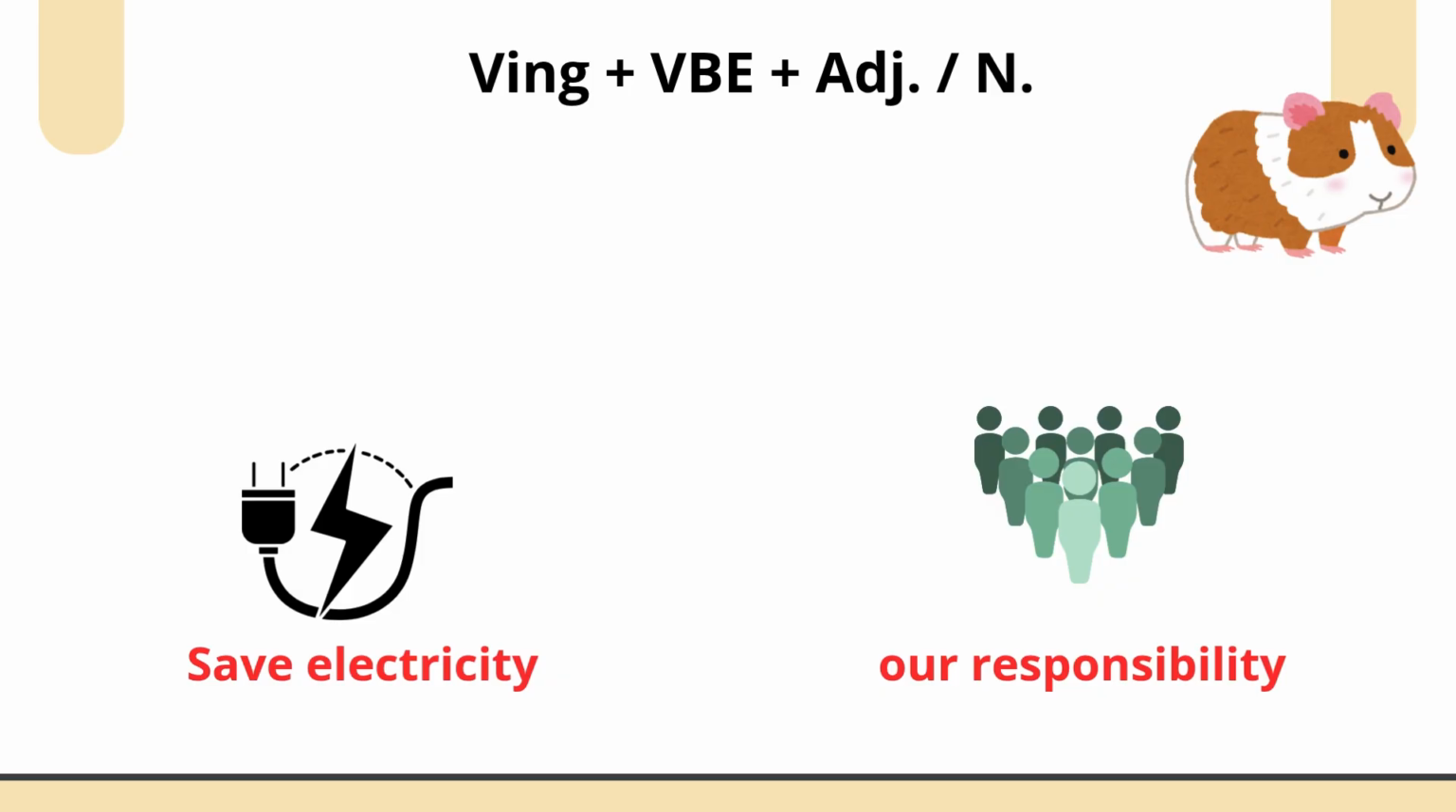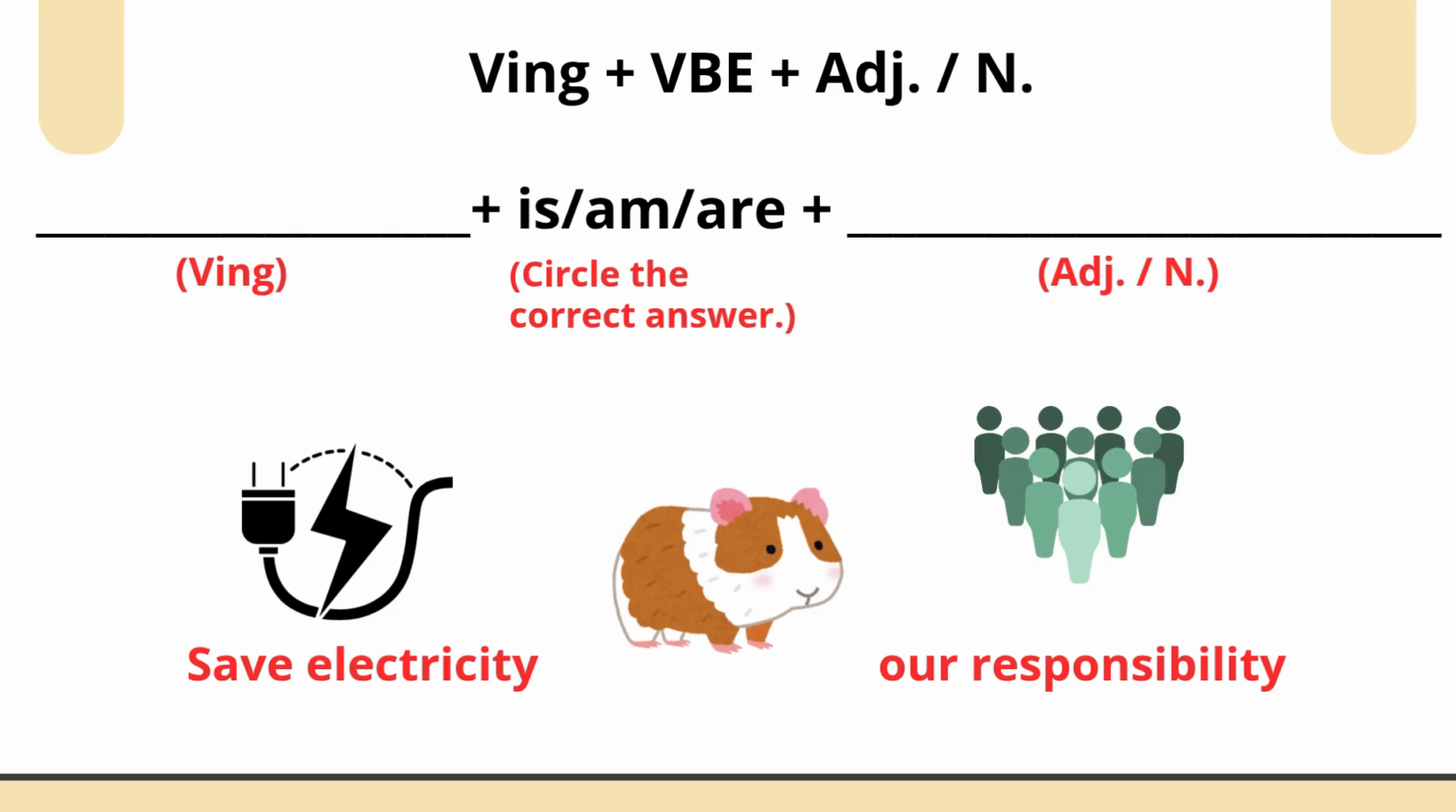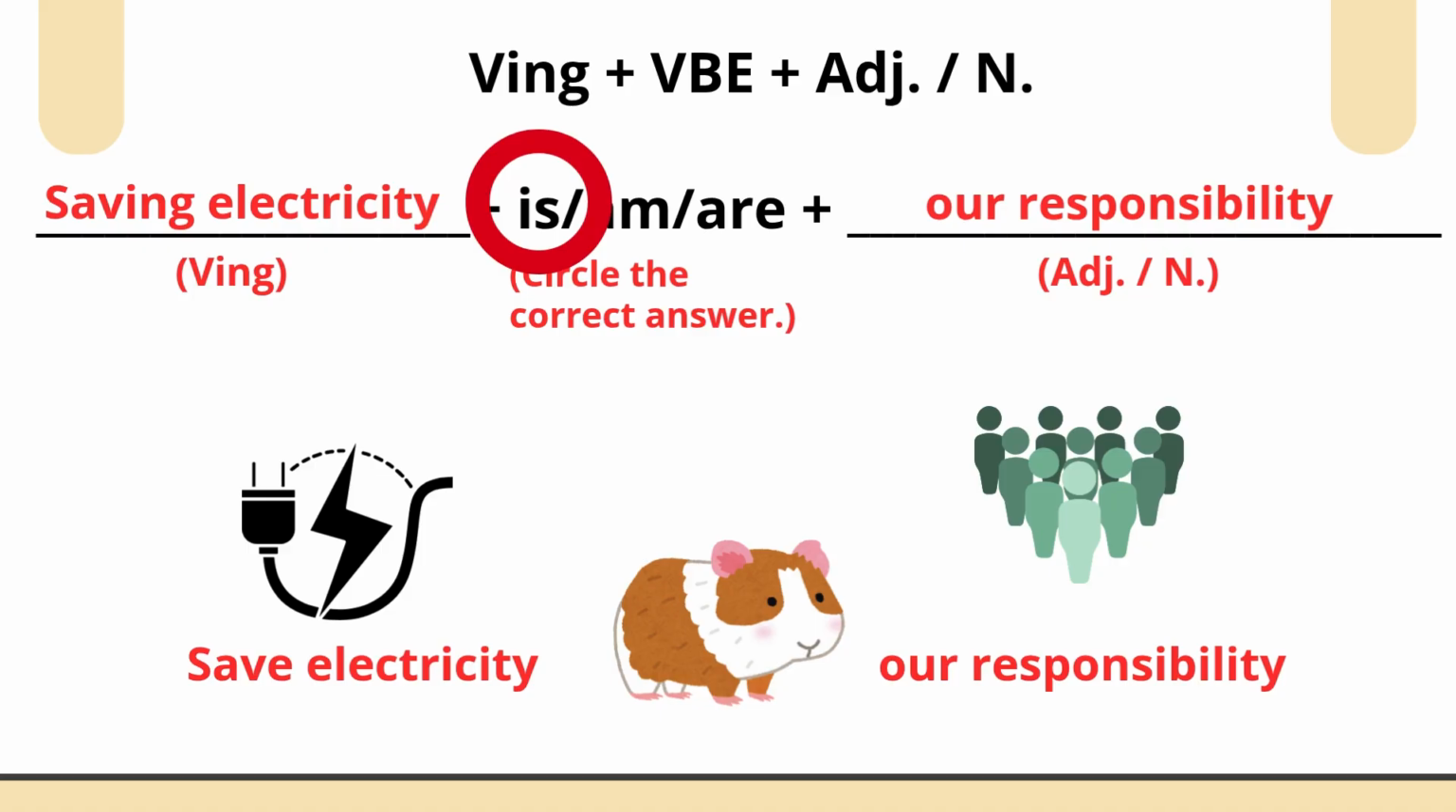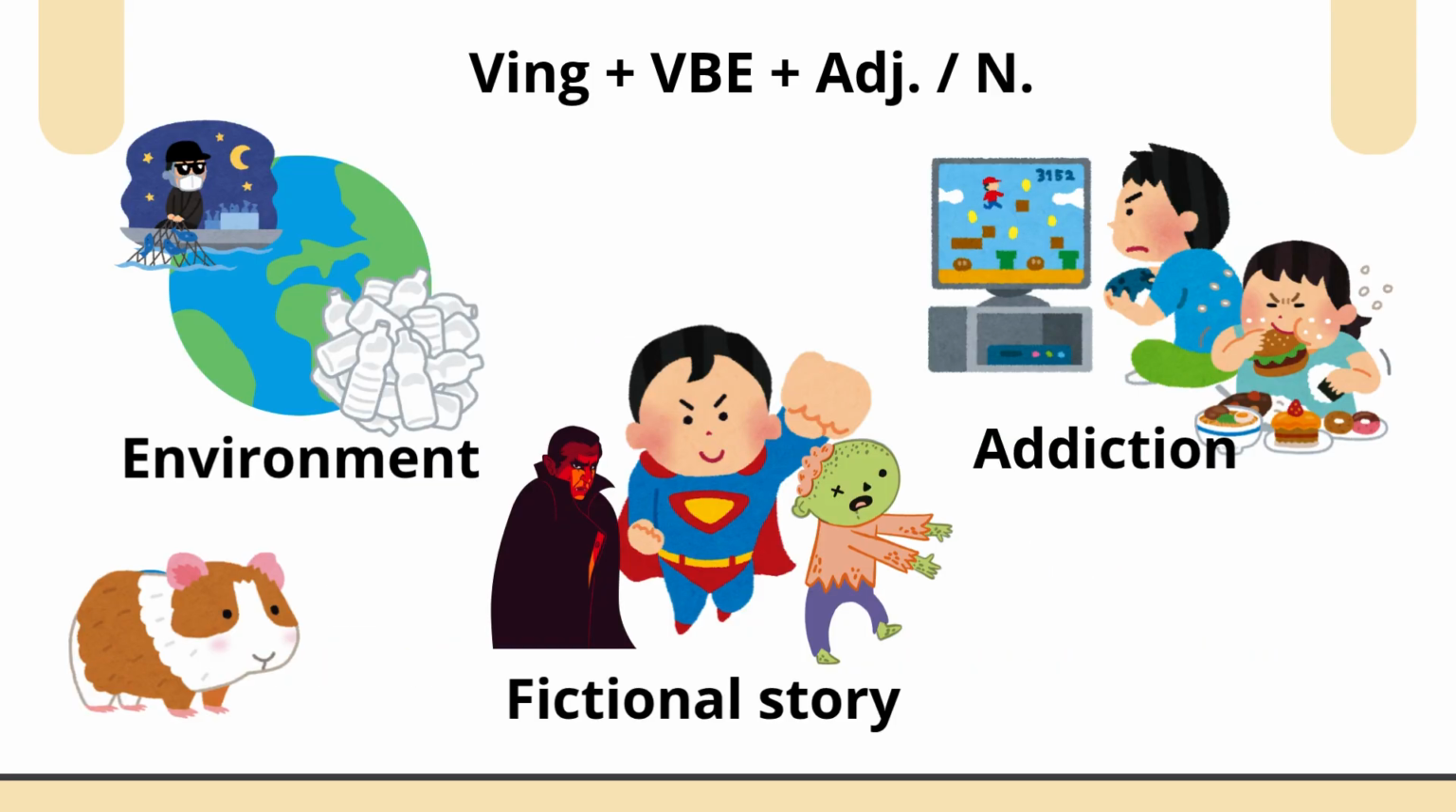Lastly, we have save electricity and our responsibility. So again, we turn the verb, which is save, into ing form, saving electricity. And we know that saving electricity is a single action, and that's why we are using is here, followed by the noun, our responsibility. And here is the answer: saving electricity is our responsibility. And that marks the end of the video.